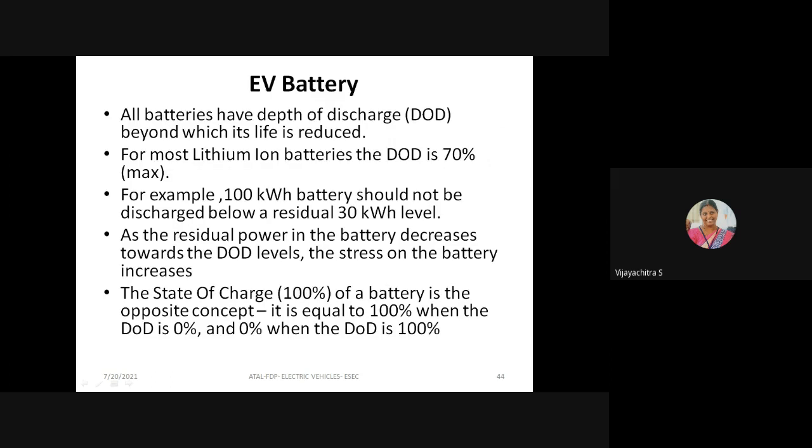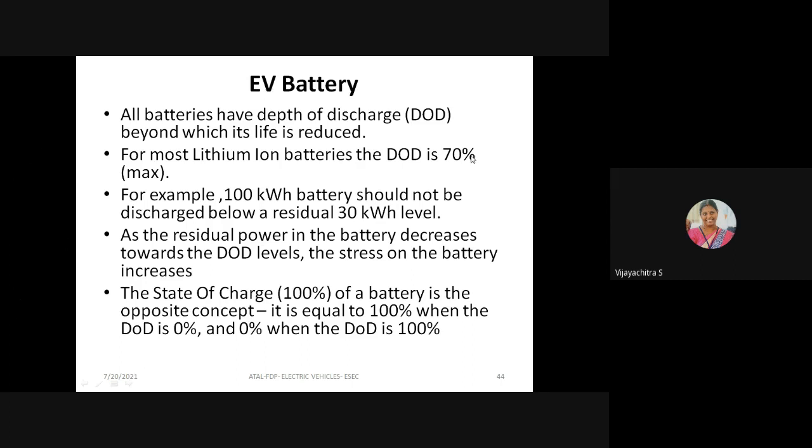All batteries have a depth of discharge, DOD, beyond which their life is somewhat reduced. For most lithium ion batteries, the DOD is 70%, so the depth of discharge is 70% maximum. I can give an example. A 100 kilowatt hour battery should not be discharged below a residual level of 30 kilowatt hours.